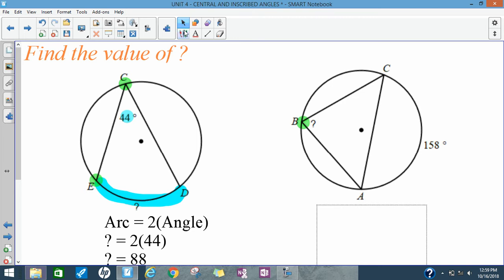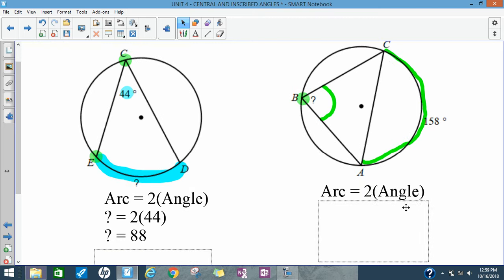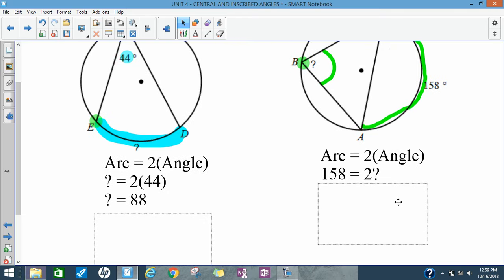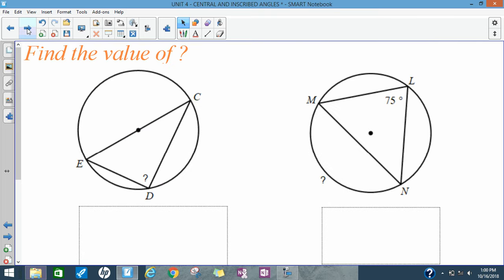Over here, I'm looking for the angle measure. And I see that my intercepted arc is 158 degrees. And so again, my arc is 2 times my angle. So 158 is 2 times question mark. We divide by 2 on both sides and get that the angle is 79 degrees. So I want you to pause. I want you to try these two, just like the ones I just did. Then press play, and I'll go over the answers.